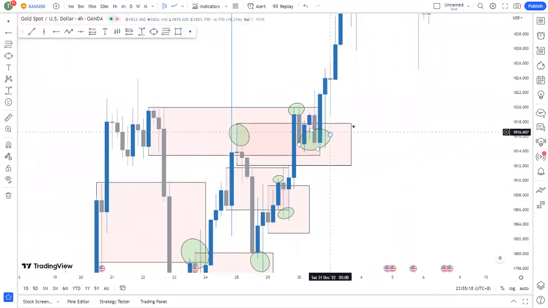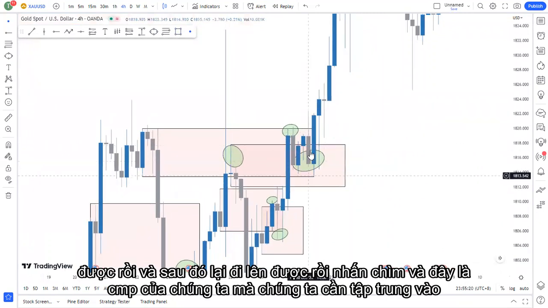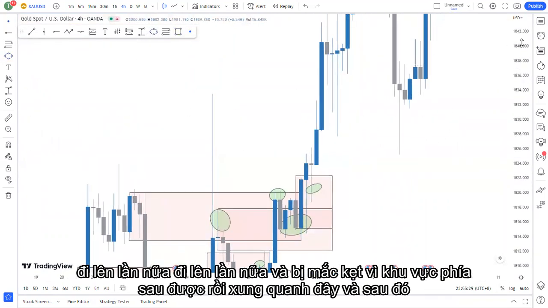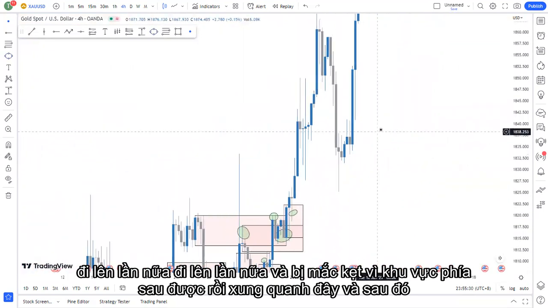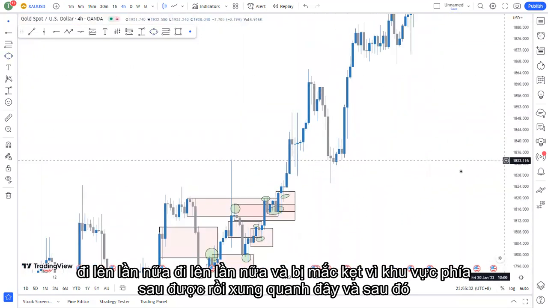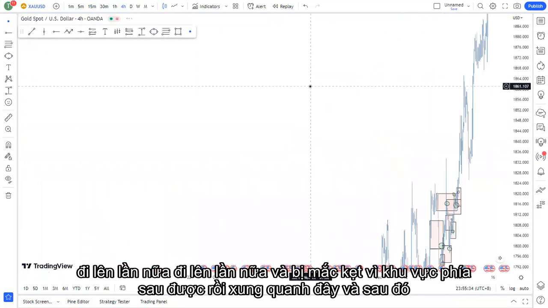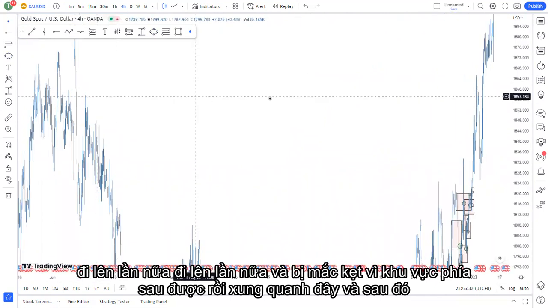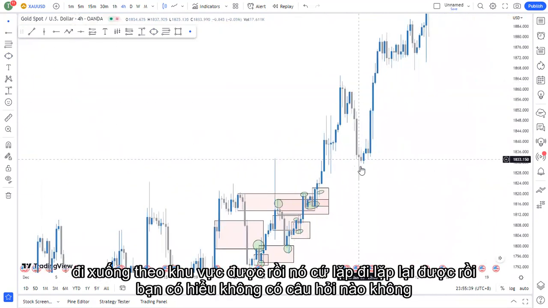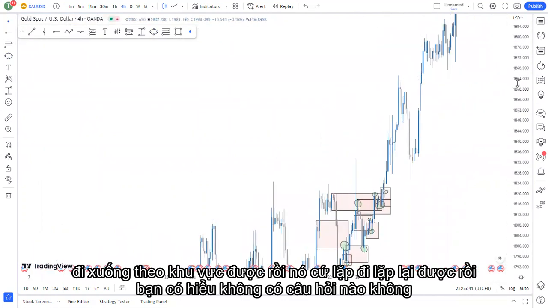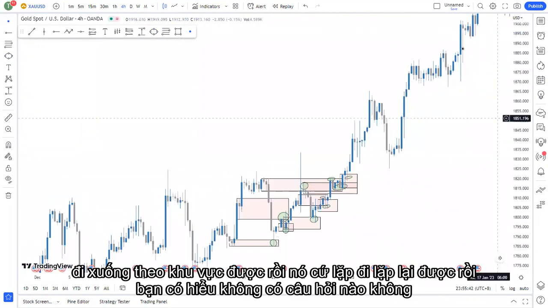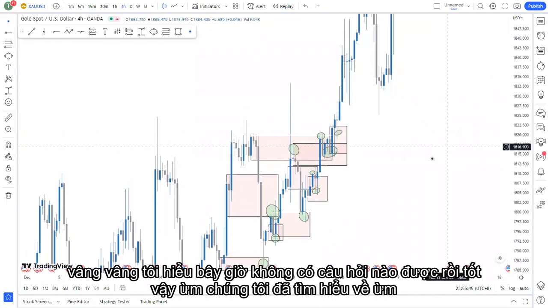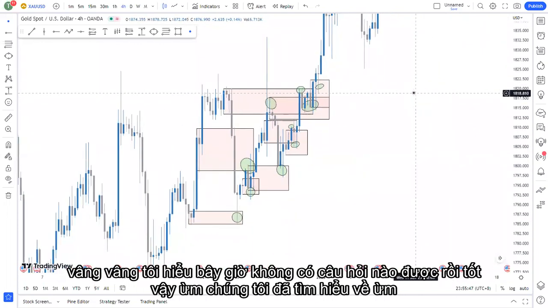This is our CMP, and then went up again. Engulfing buy, and this is our CMP that we need to focus on. Went up again, and stuck because of the zone at the back, around here, and then went down to the buy zone. It keeps repeating. Do you understand? Is there any question? Yes, I'm understanding. No questions for now.